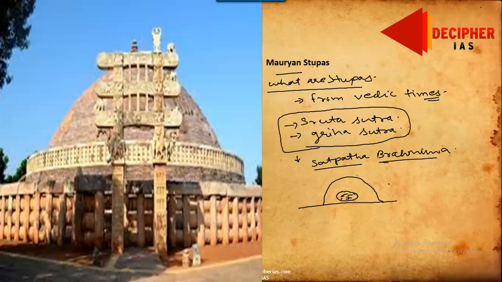So it is clear by now that a stupa is a dome-shaped structure in which relics and ashes of the dead were kept. During the time of Ashoka, the art of stupas reached its zenith. Almost 84,000 stupas were erected during this period. How many? 84,000, in the Ashokan period.